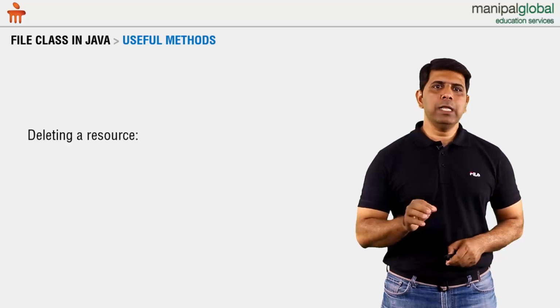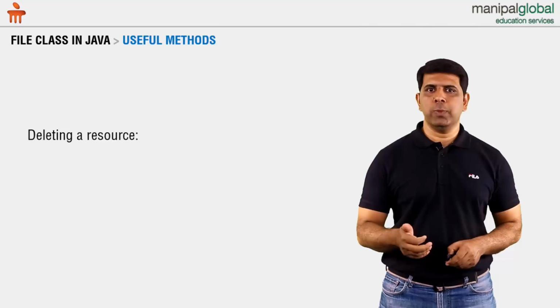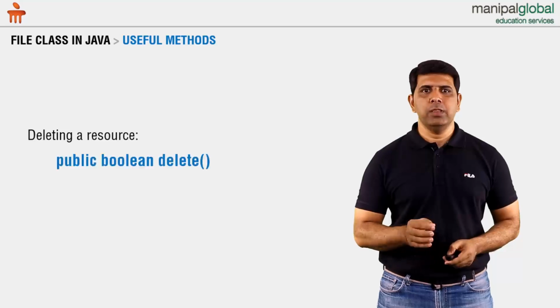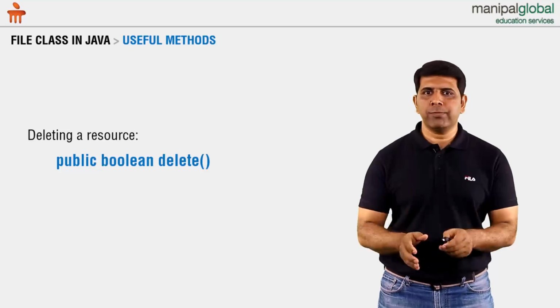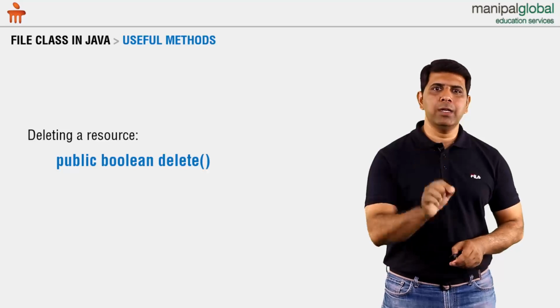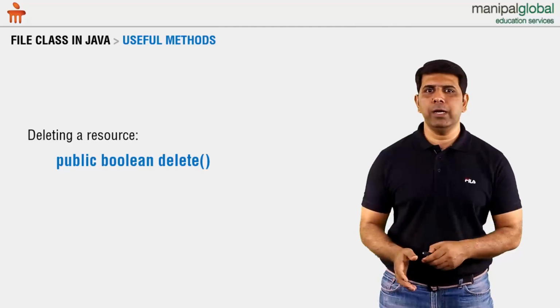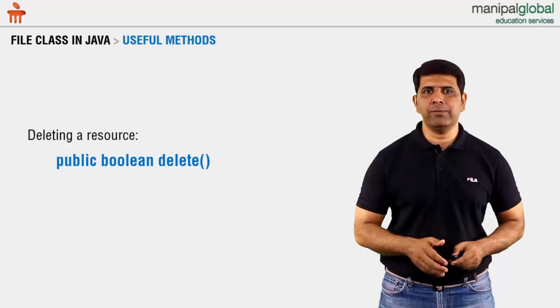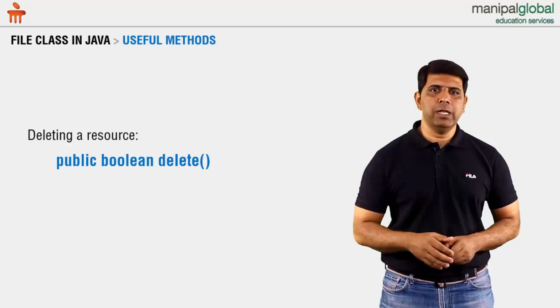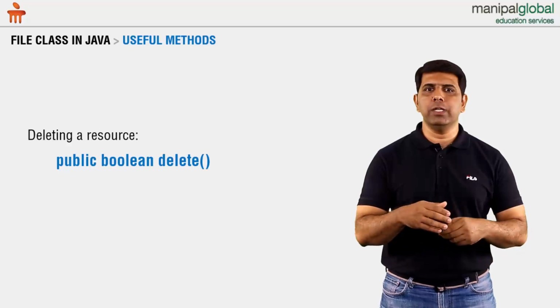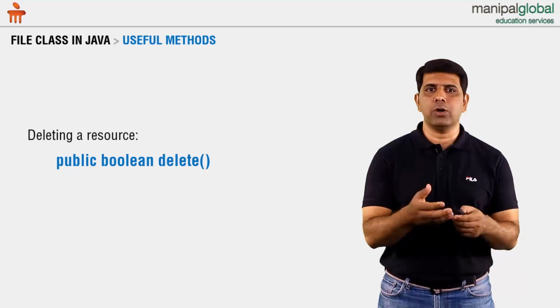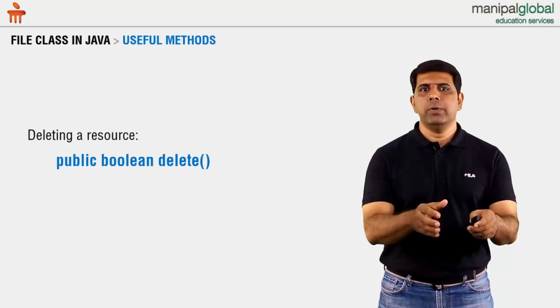Now you can also delete a resource, the resource being a file or a directory. All you have to do is create a path name, then create a file object, and then say d.delete or f.delete, where d or f represents a directory or a file. Again, if the deletion was successful, you get boolean true. But if there is no such file or directory and you call this, there is no exception, but it simply says false.